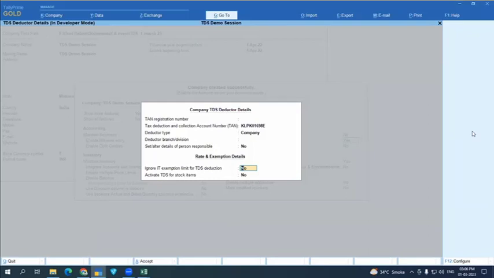Suppose you want to avoid that limit. You want to deduct TDS even though the invoice is for 100 rupees. Then only set yes here. Means Tally will not consider exemption limits. Otherwise, set no here.